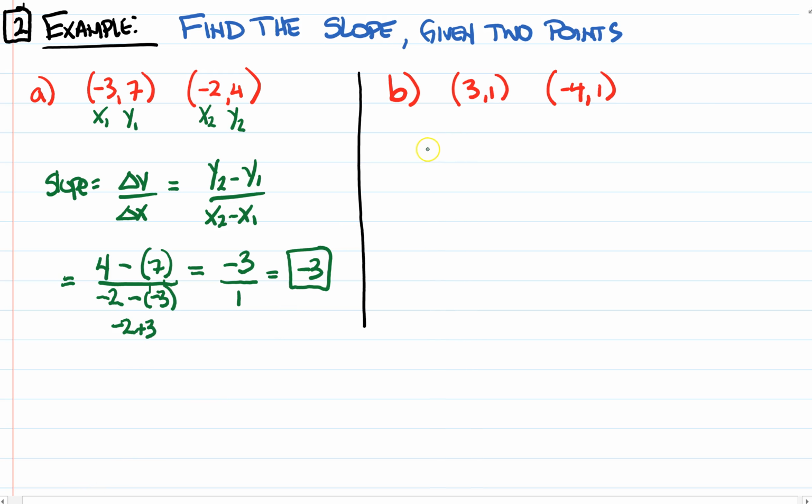Okay, here's a second example. So if I do change in y divided by change in x, I would get y2 minus y1 over x2 minus x1, which in this case I have x1, y1, and x2 and y2.